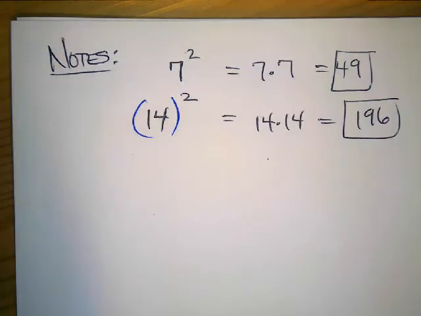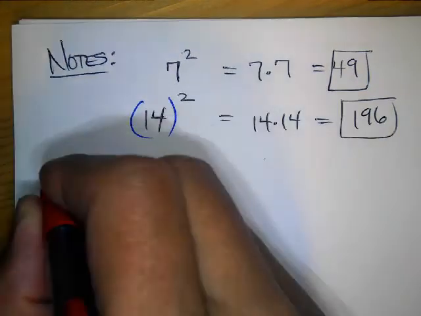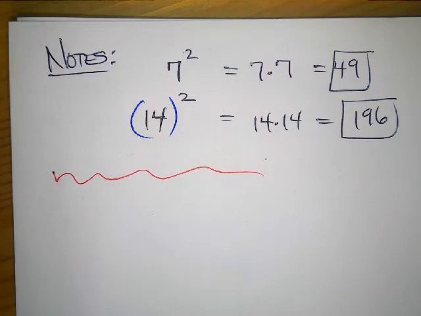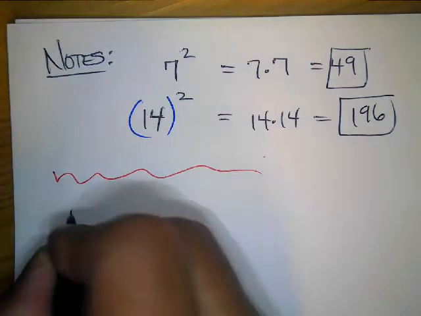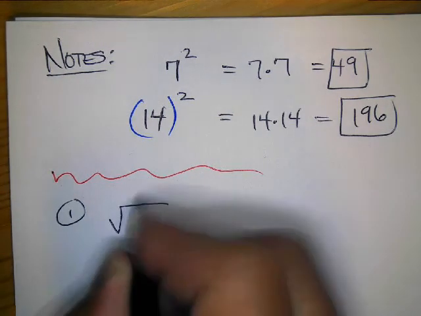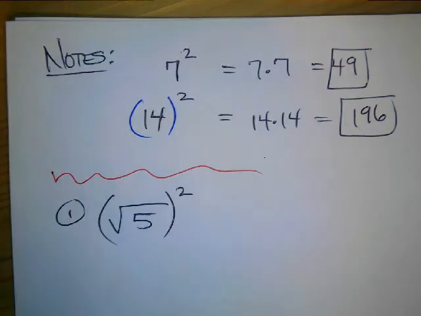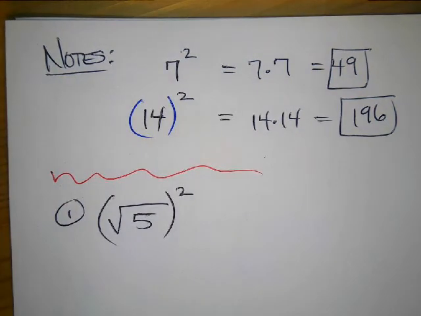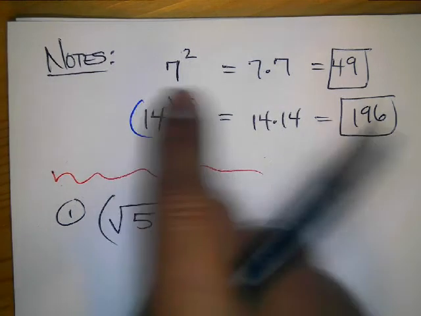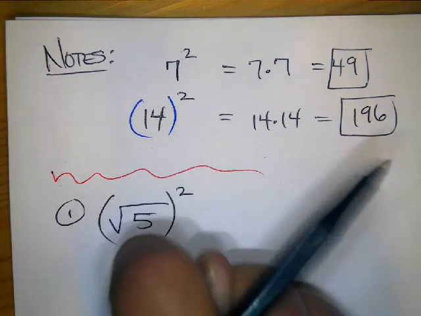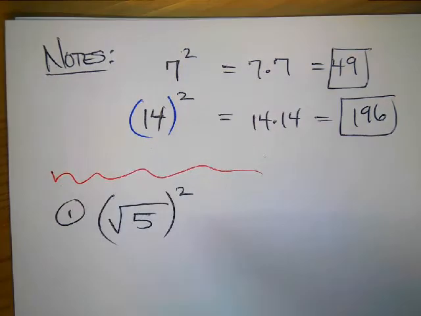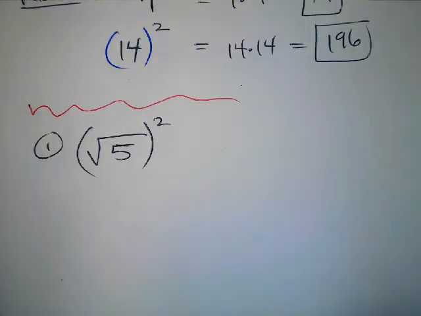Okay, here's the new deal. Here's the new stuff. Ready? What if you have, here's number 1, the square root of 5 squared. It's not 5 squared, it's the square root of 5 squared. Okay, don't panic. When it's a number, okay, you already know. You can punch this in the calculator. When it's this, I want you to solve it by hand, show your work.